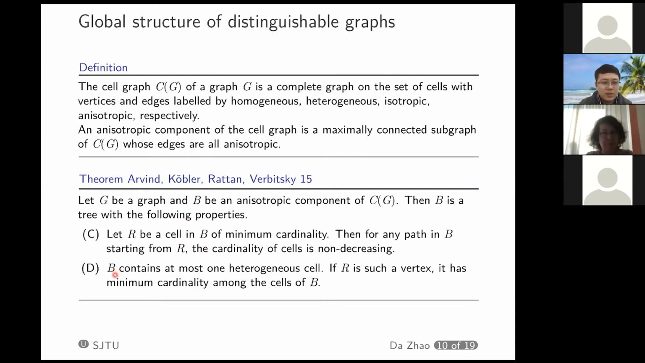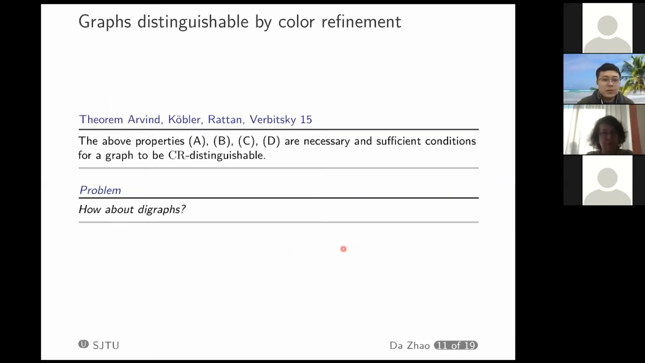The second one is that B contains at most one heterogeneous cell, and if R is such a vertex, the heterogeneous cell must have the minimum cardinality among those cells. So the characterization of CR distinguishable graphs is A, B, C, D. The above theorems give the necessary and sufficient condition for a graph to be CR distinguishable.